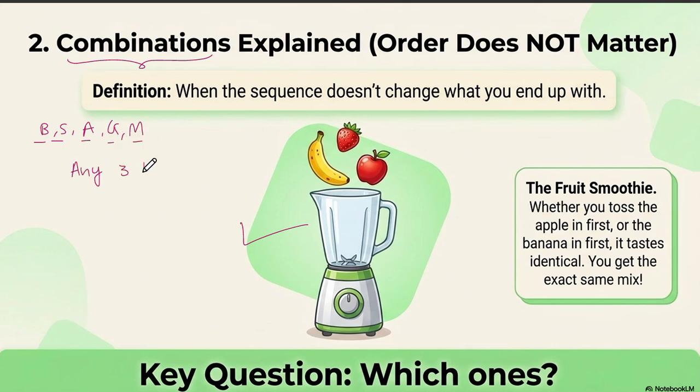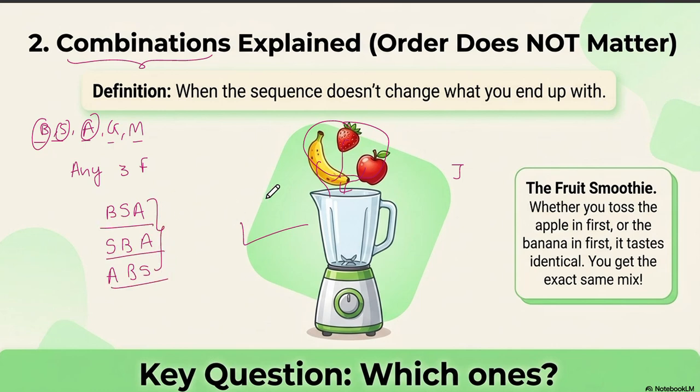If you take banana, strawberry, and apple together, or first you take banana, then strawberry, and then apple, the juice will be the same. Suppose the first time you take banana, then strawberry, then apple. The second time you take strawberry, then banana, and then apple. And the third time, you take apple, then banana, and after that strawberry. So what is the difference here? In all three cases, the juice will be the same. So here order does not matter.